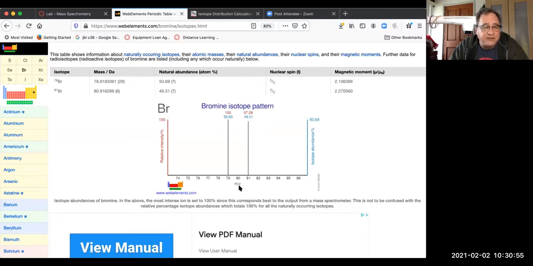And what's 79.0 divided by 1? 79.0. For the other bromine isotope, what's 81 divided by 1? 81. So that's why we have two signals here, or peaks, at 79 and 81 for each of these two isotopes. The next part of the table actually tells you the mass of each isotope. And you can see if we round to the ones, we get 79 and we get 81. Here you see the natural abundance, which is 50.69% and 49.31%.